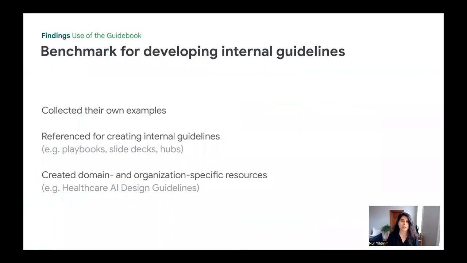One challenge with the guidebook content was the lack of domain-specific examples. And to compensate for this, participants often collected their own examples and used these to create internal resources and guidelines in the form of playbooks, slide decks, and internal hubs. And many teams created domain and organization-specific resources, such as healthcare AI design guidelines. In this sense, the guidebook served as a benchmark.